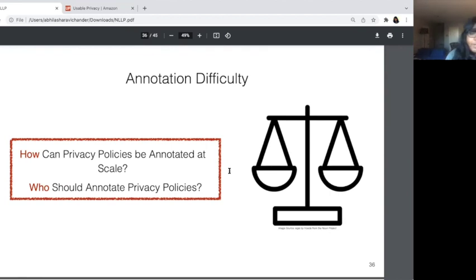Further, modern NLP relies heavily on data, but collecting annotations at scale for privacy policies for many of these tasks requires legal expertise, because a lot of the time, the output of the NLP system would have legal implications. So we really need more legal scholars to be willing to contribute their time and expertise to building more resources in this area.